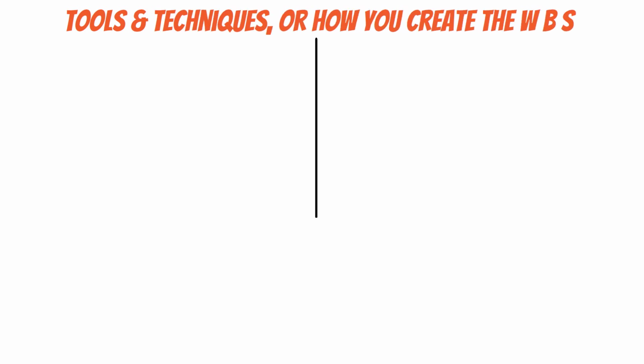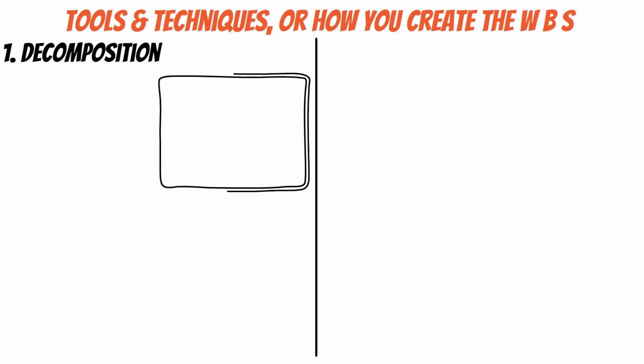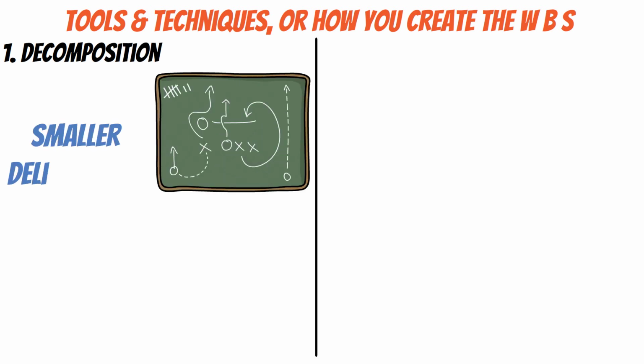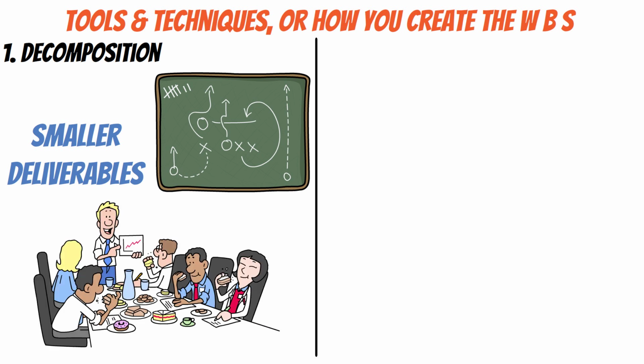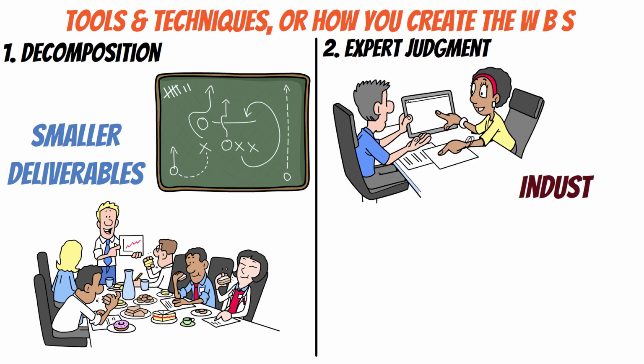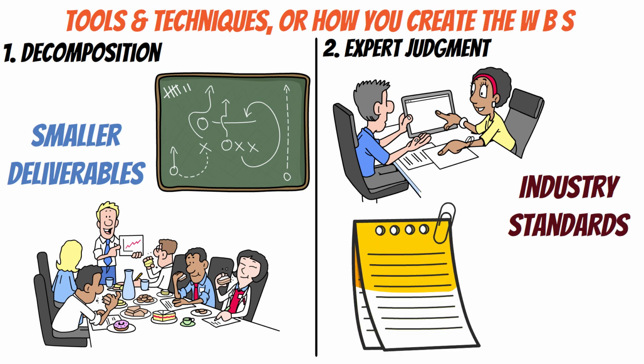Tools and techniques, or how you create the WBS, are: 1. Decomposition. This is the primary technique. It means breaking down the project scope into smaller deliverables, then breaking those down further until you get to work packages, the smallest manageable level. 2. Expert judgment, consulting experienced team members, industry standards, or past projects to guide the WBS structure.